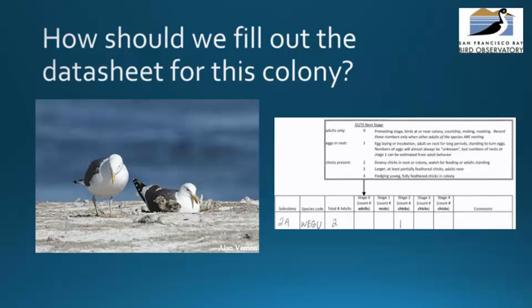The chick in this photo is still covered in downy feathers, which makes it stage 2. Based on the proximity of the adults, we can assume that they are the breeding pair associated with this chick. We record them under the total number of adults column, but not in the stage 0 column, because they are beyond the pre-nesting stage. In a larger colony, you will likely have chicks at a variety of development stages, and will have counts for multiple stages in a given visit.